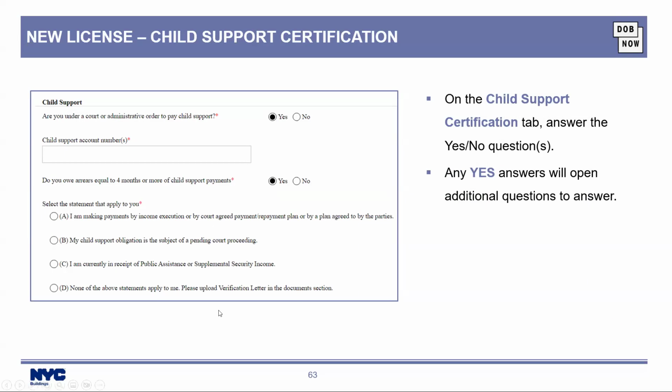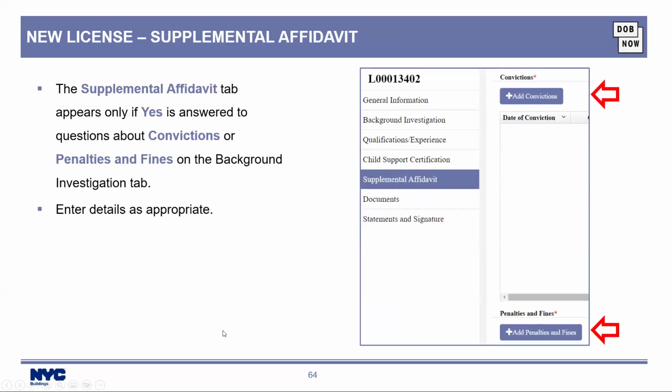And I should say, then you need to select the statement that applies to you. That's the end of the child support tab. So I'm going to cover the supplemental affidavit tab as well before going back to the system, because these are both relatively short. Remember, the supplemental affidavit tab appears only if you answered yes to questions about convictions or about penalties and fines, and those questions are on the background investigation tab.